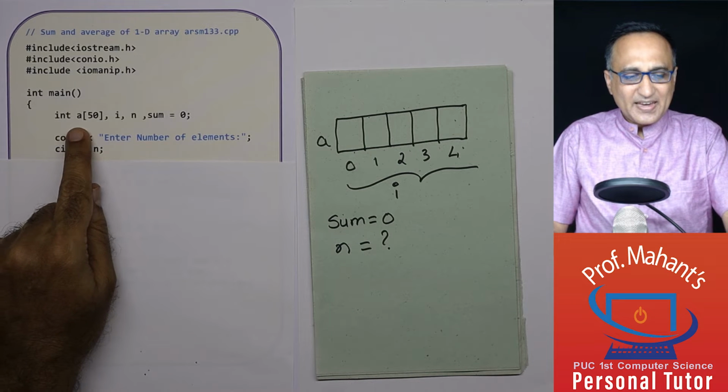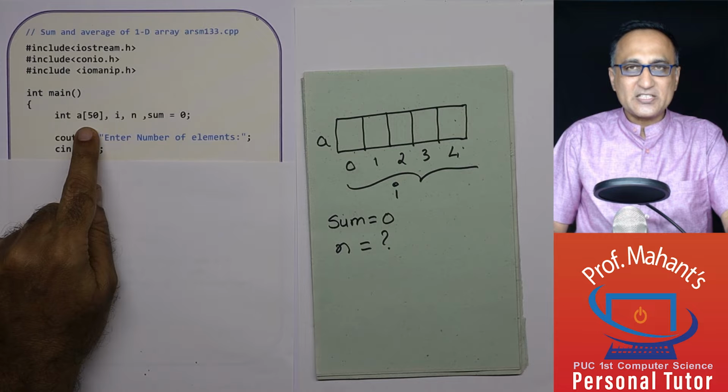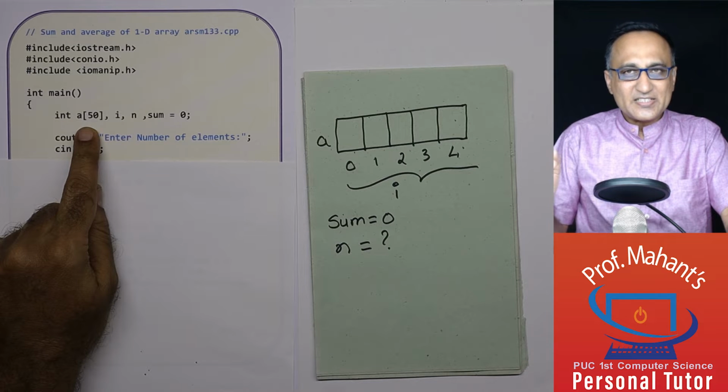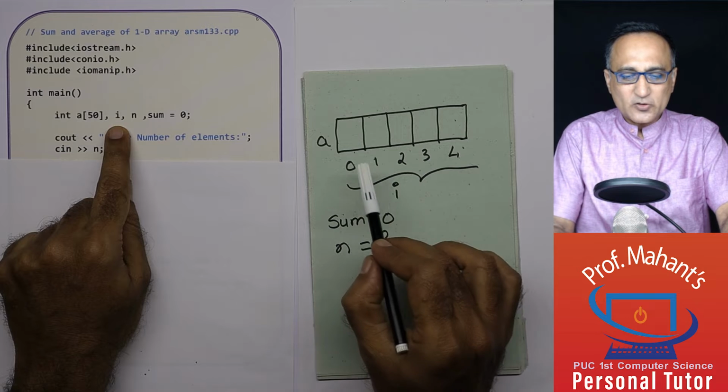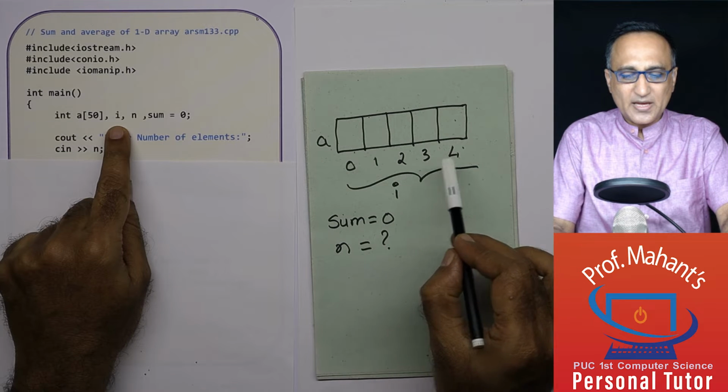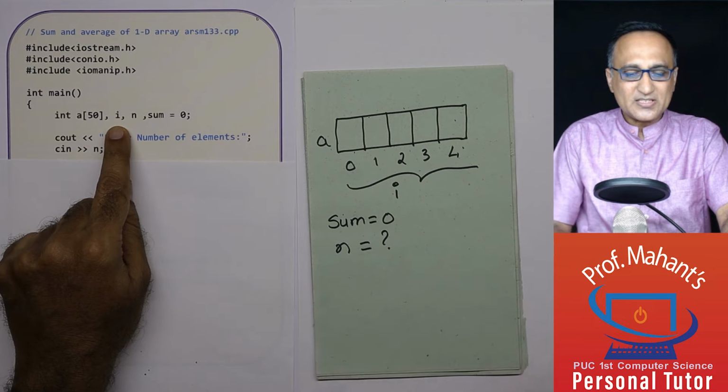I am creating an array A whose maximum capacity is 50. That means its full capacity to store numbers is only 50 integers. Why am I using this variable I? I'm using this variable I so that I can traverse through this array using the index or the subscript.